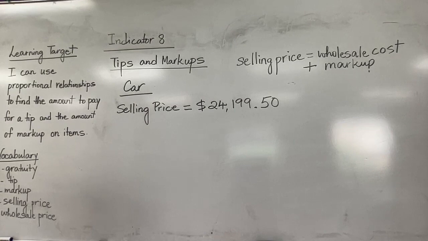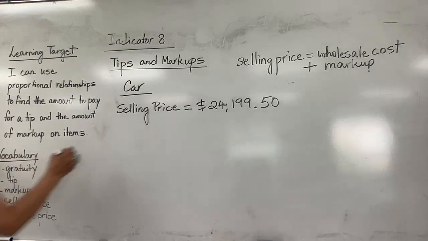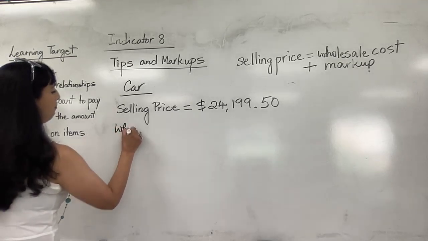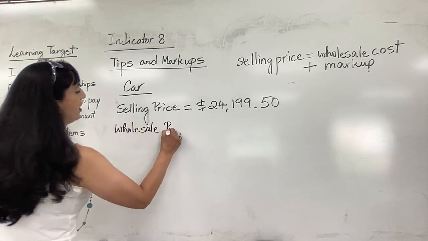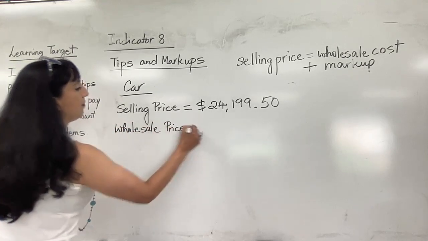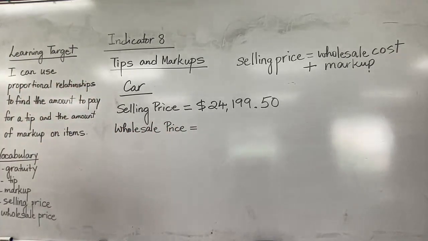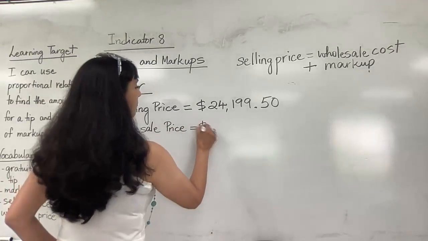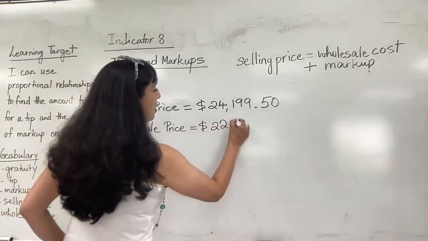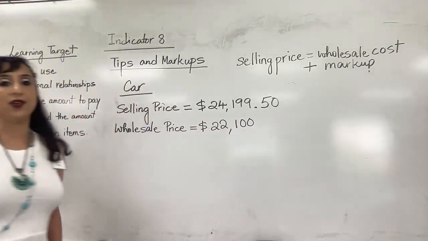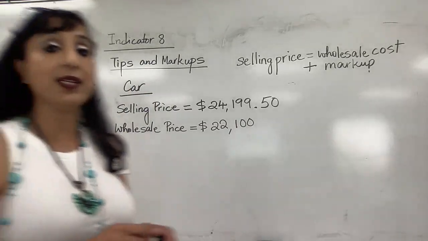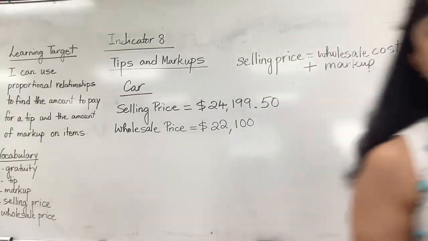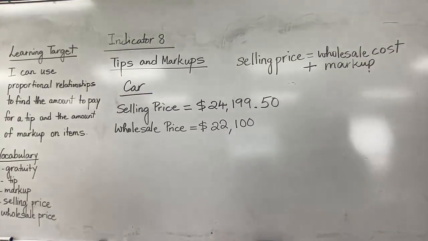Ben researches to find the wholesale cost on that particular car. The wholesale is what the manufacturer paid, or the person who's selling. The wholesale price of that car was $22,100. Okay, so looking at this now, we've got to figure out what is the percent of markup.